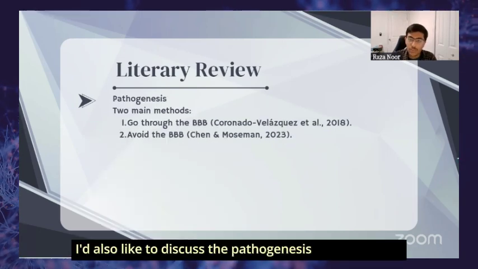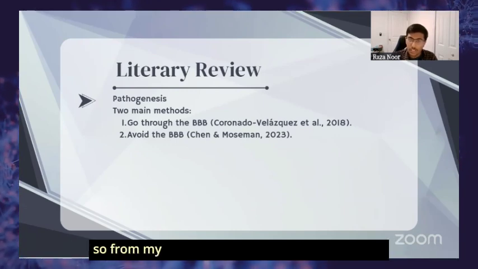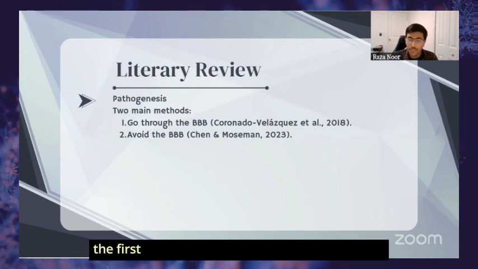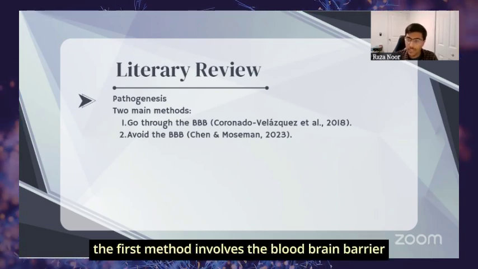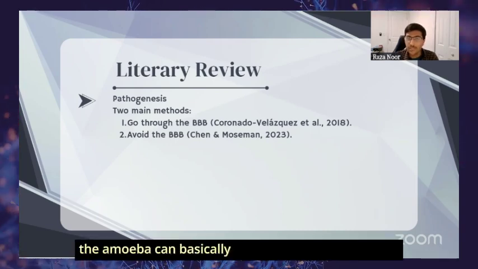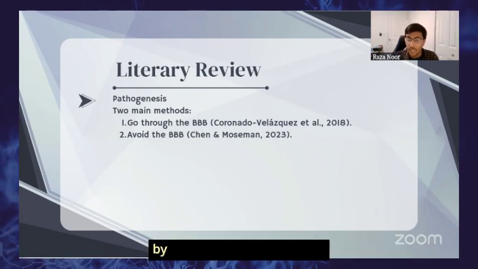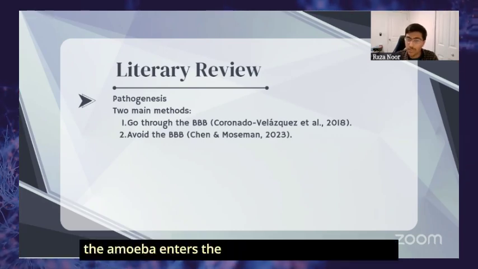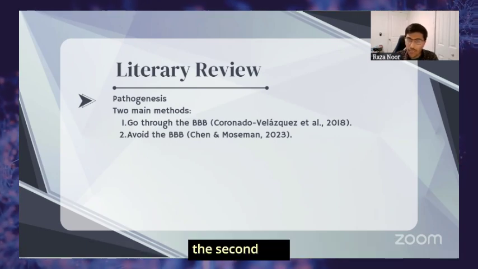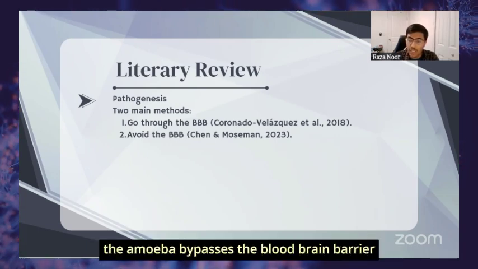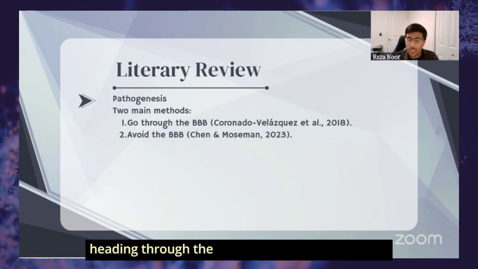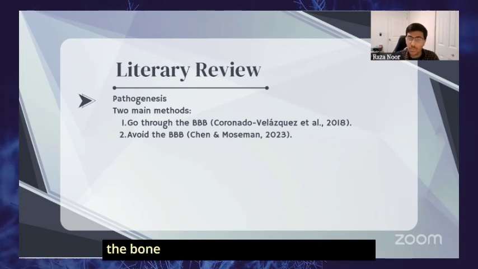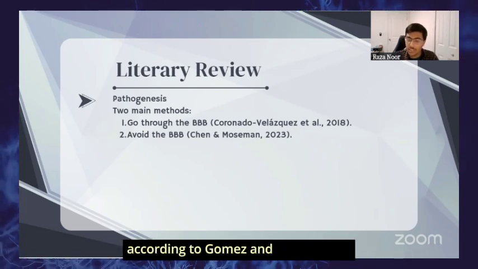I'd also like to discuss the pathogenesis of the amoeba. So from my research, I found two main ways that Naegleria fowleri can infect a person. The first method involves the blood-brain barrier. And so the amoeba can basically break its way into the brain by inducing inflammation that harms the blood-brain barrier, and from there the amoeba enters the brain and infects a person. The second way, the amoeba bypasses the blood-brain barrier, and this is done by the amoeba heading through the cribriform plate in the nose. The cribriform plate is the bone that connects the skull to the nose, according to Gomez and Pickup 2020.